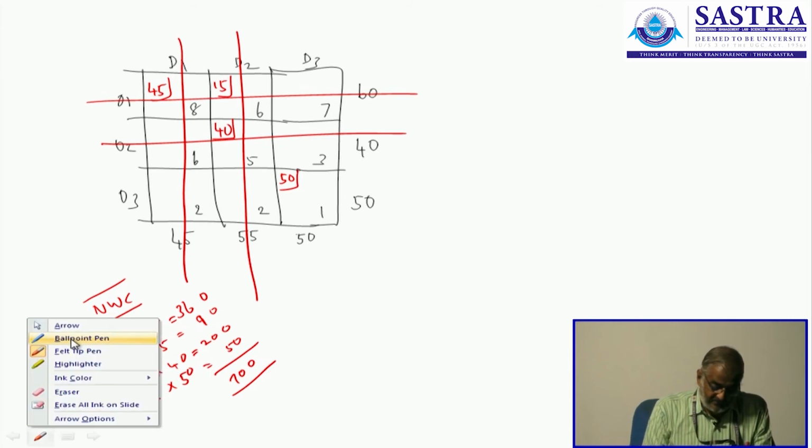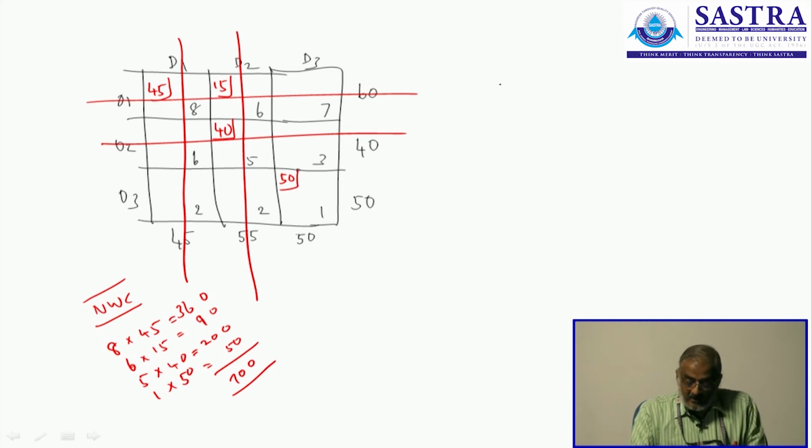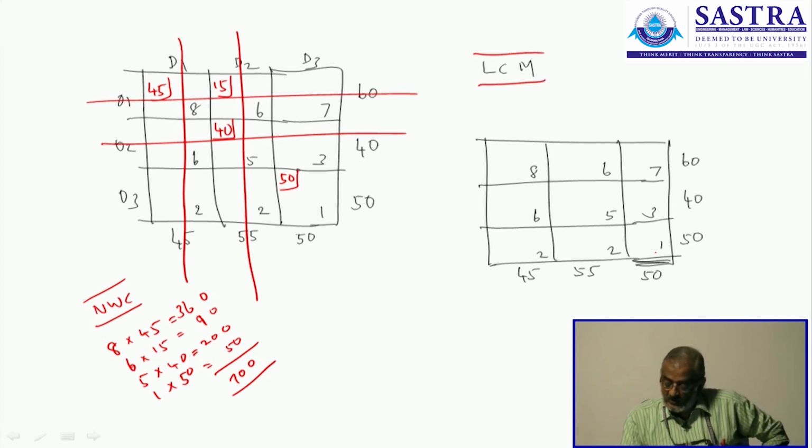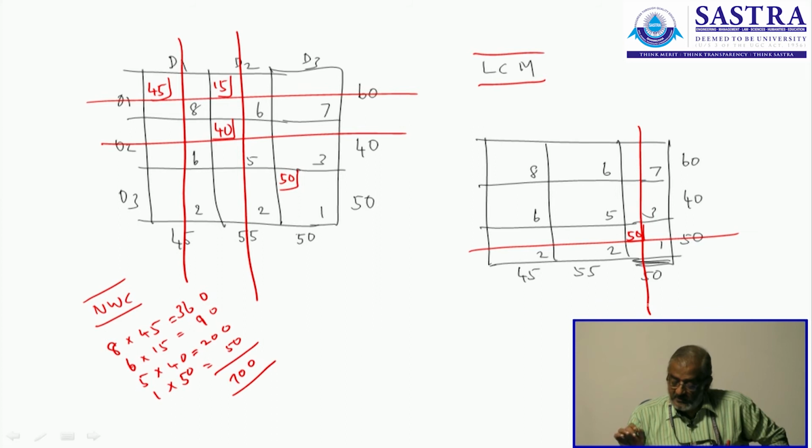Now let us solve this problem by least cost method. What is the least cost? 1, where the demand is 50, supply is also 50. So I can supply all the demand, 50 units. So supply out, demand is also out. Now among these, which is the least? 5 is the least, where the demand is 55 units, supply is 40 units, so I can supply the entire 40.